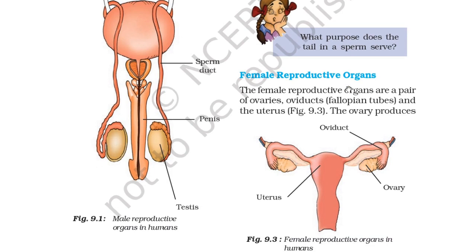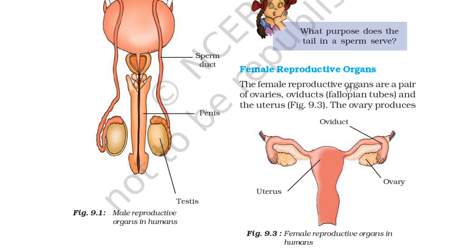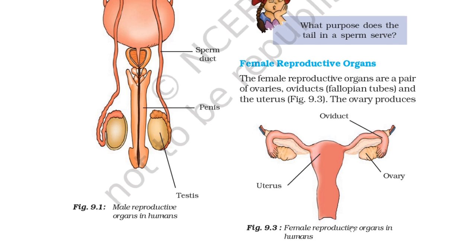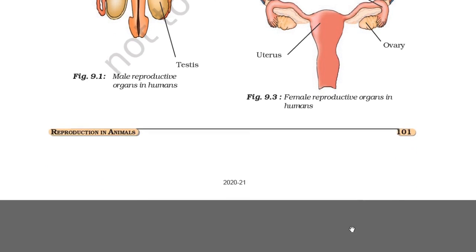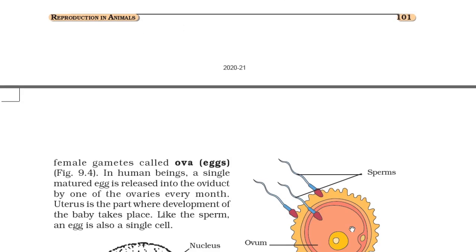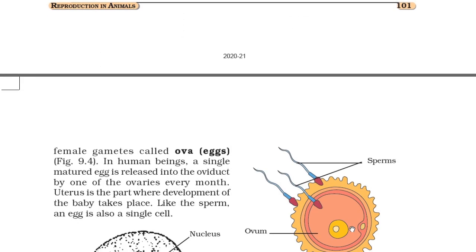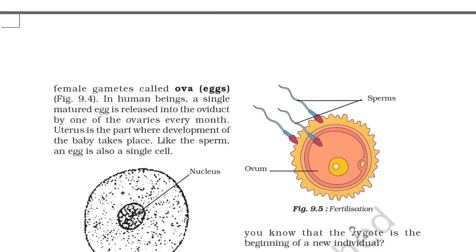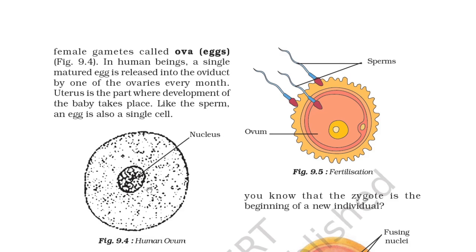Female reproductive organs. The female reproductive organs are a pair of ovaries, oviducts or fallopian tubes, and the uterus. You can see in figure 9.3, these are the oviducts, these are the ovaries, this is the uterus and these are the fallopian tubes. This is a figure of the female reproductive organs in humans. The ovary produces female gametes called ova, that is, eggs. As you can see in figure 9.4, this is the human ovum.